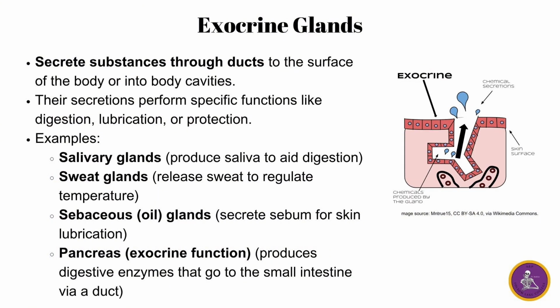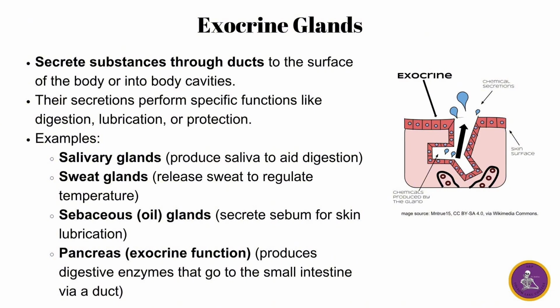Although endocrine glands do not have ducts, their hormones are powerful chemical messengers that coordinate complex physiological processes throughout the body. Exocrine glands secrete substances through ducts either to the surface of the body or into internal cavities. Their secretions are not hormonal, but they serve important roles in digestion, lubrication, thermoregulation, and protection.